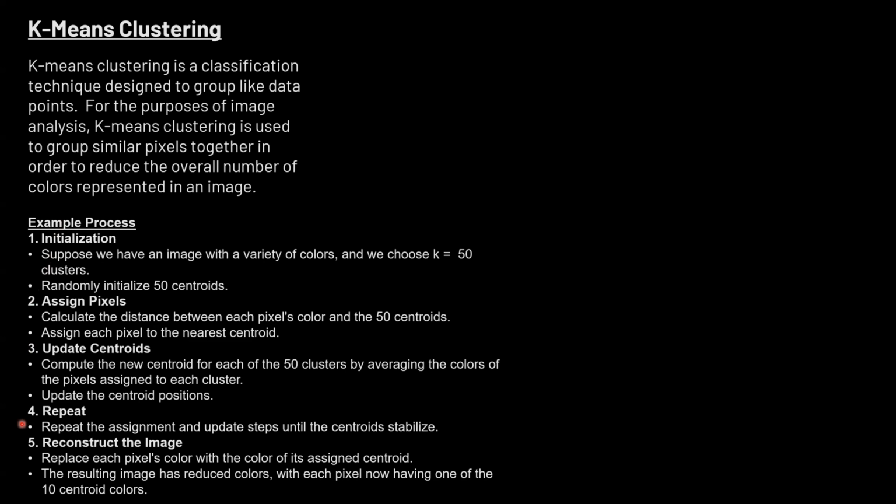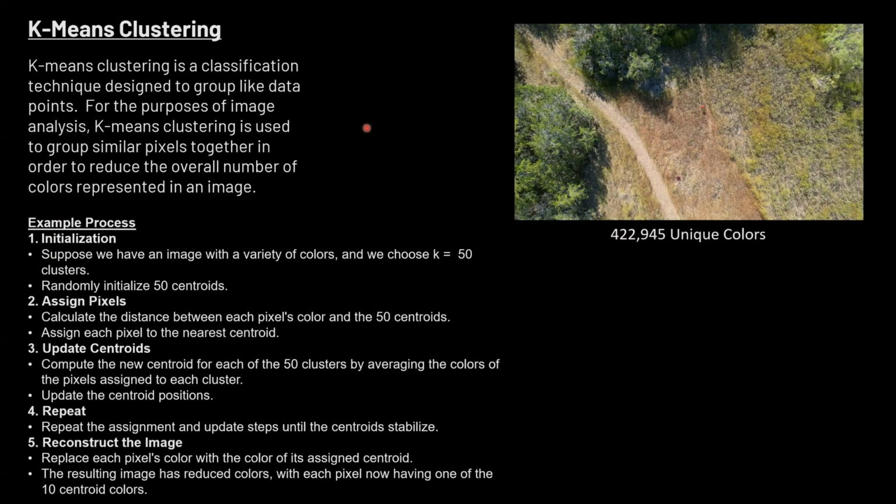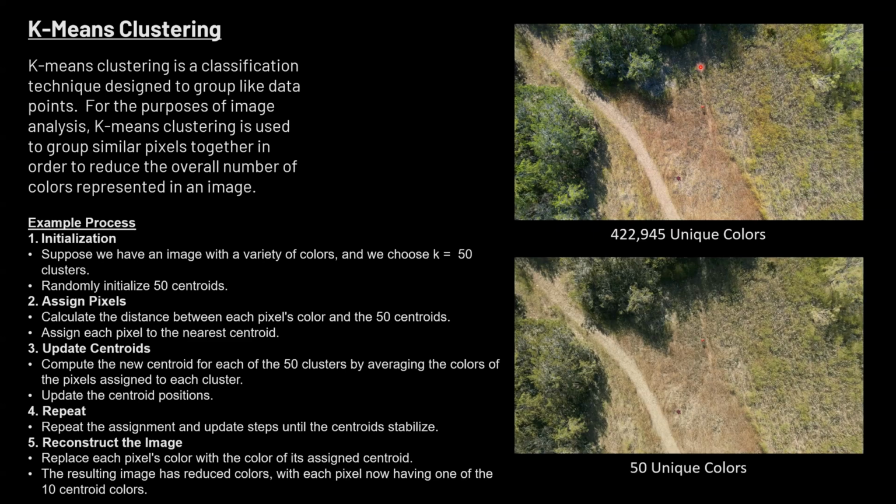And what that looks like in practice is if we start with an image like this, which has 422,945 colors, we can very quickly reduce that down to an image like this that has only 50 unique colors. And instead of dealing with an analysis of all 422,000 plus, we are only looking at 50 colors. Let's go ahead and look at what that looks like in ADIAT.